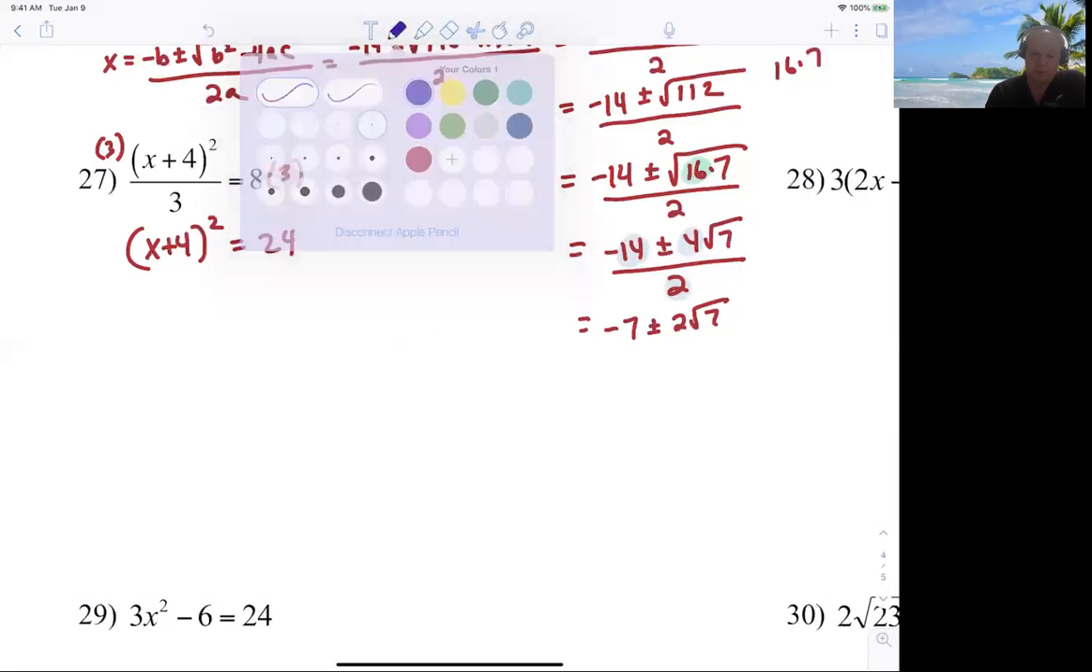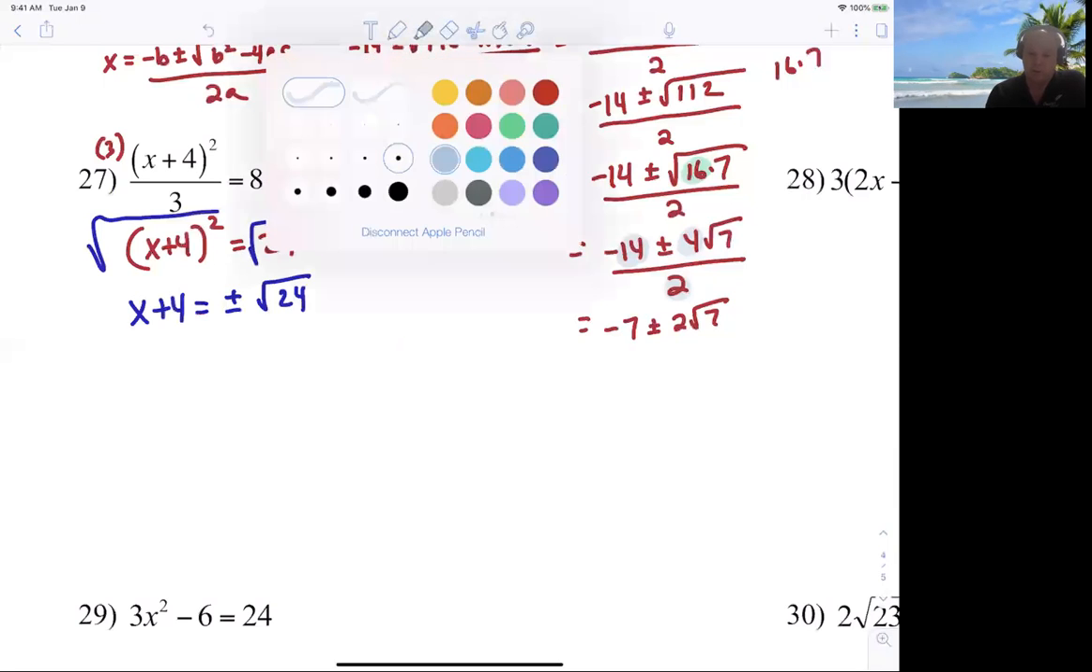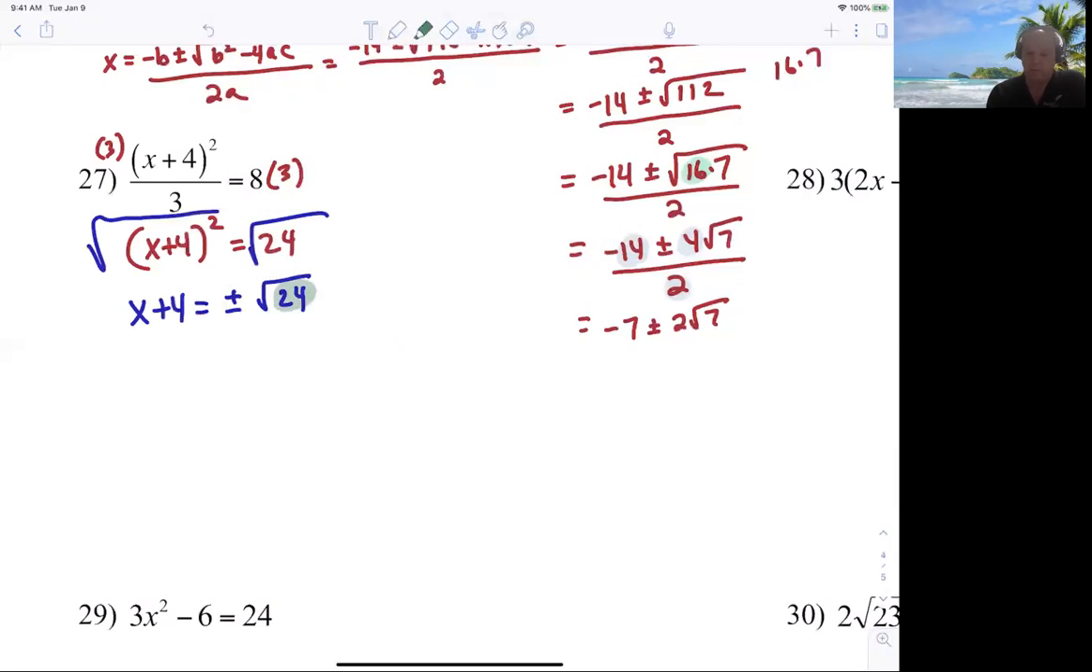Now I can do what? Take the square root of both sides. So x plus 4 is equal to plus or minus the square root of 24. However, I do remember that the square root of 24 can be broken down, right? 24 is equal to 4 times 6. So when you break it down, it's 2 radical 6. So x plus 4 equals plus or minus 2 radical 6.